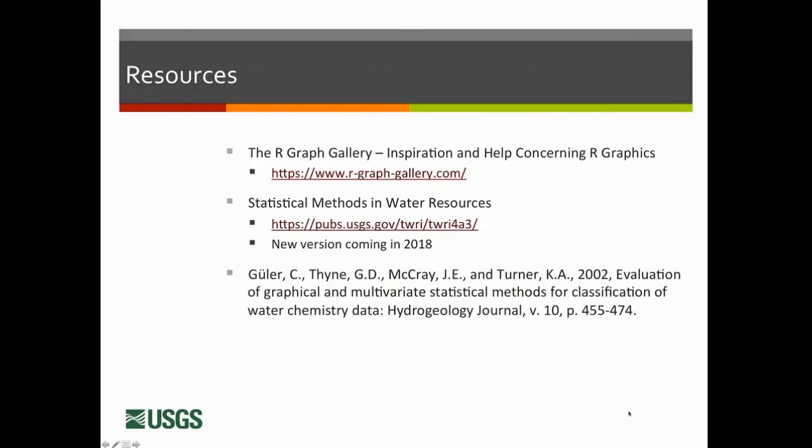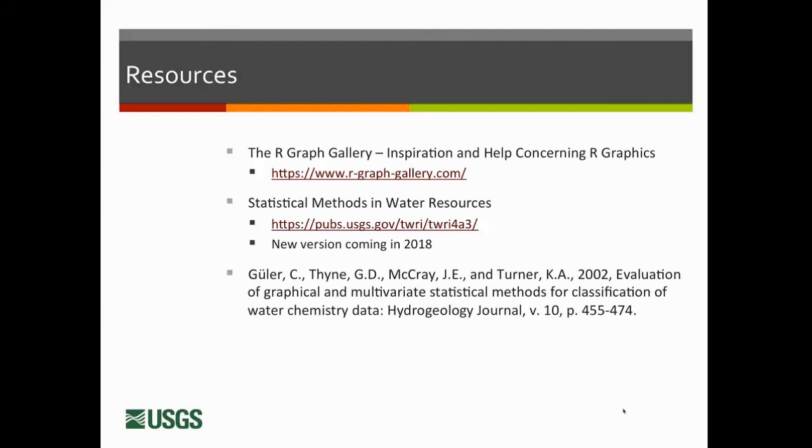So I wanted to end by talking about several resources. If you're an R user or want to get into R, the R Graph Gallery provides some nice inspiration for all the different kinds of plots you could do in R, and it provides the code, so you can download the code and modify it for your own purposes. As I mentioned, Statistical Methods in Water Resources is a good resource for many things. It's not specific to multivariate analysis, but some of it is related, particularly multiple regression.